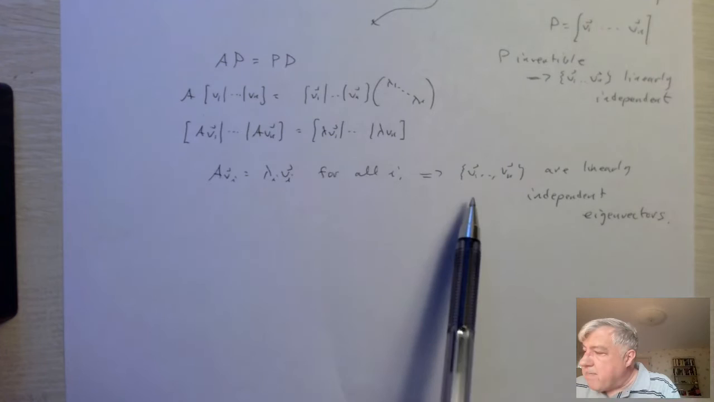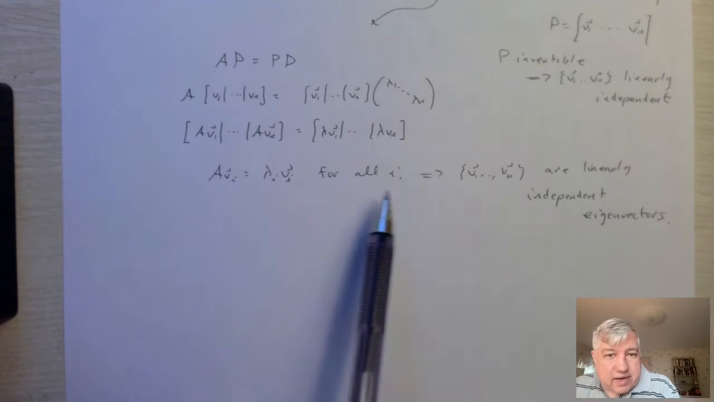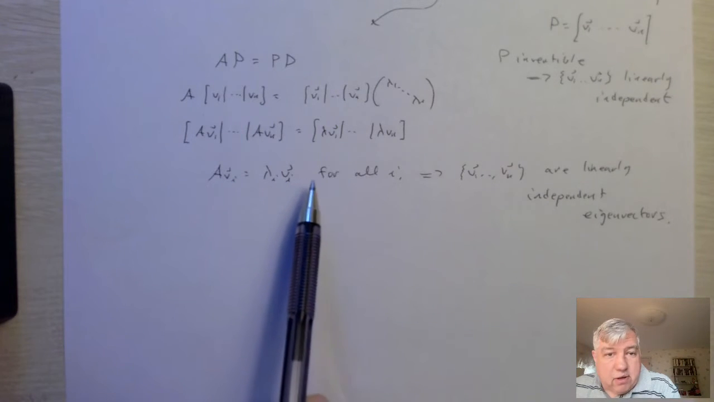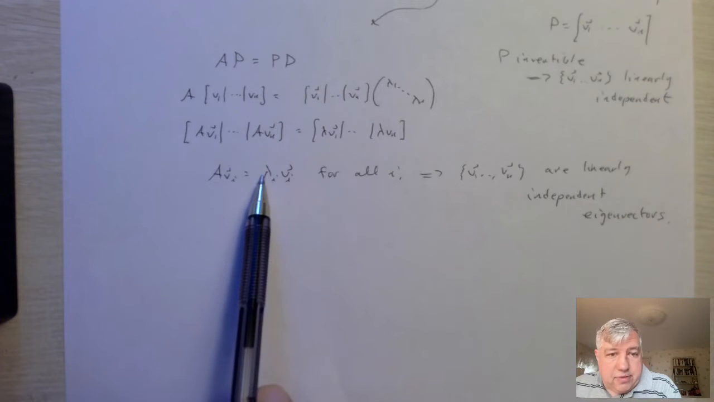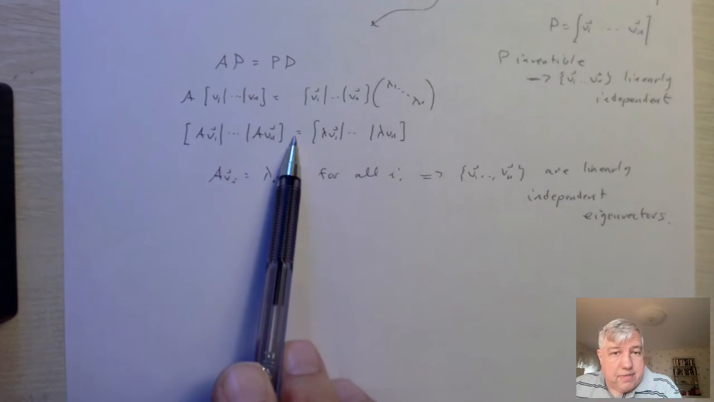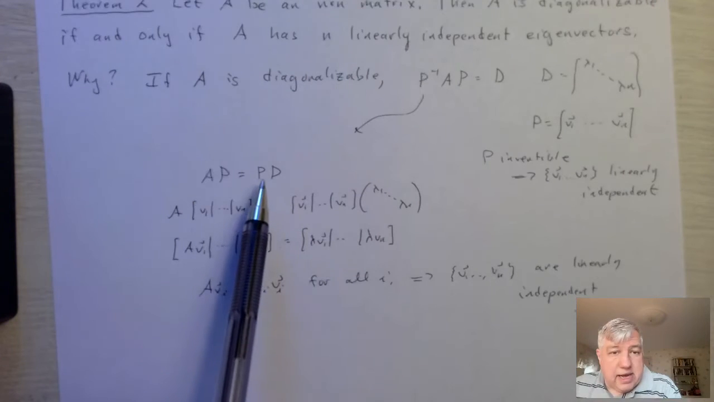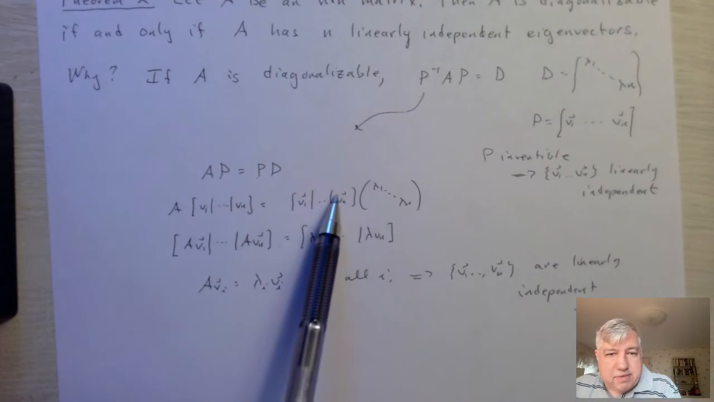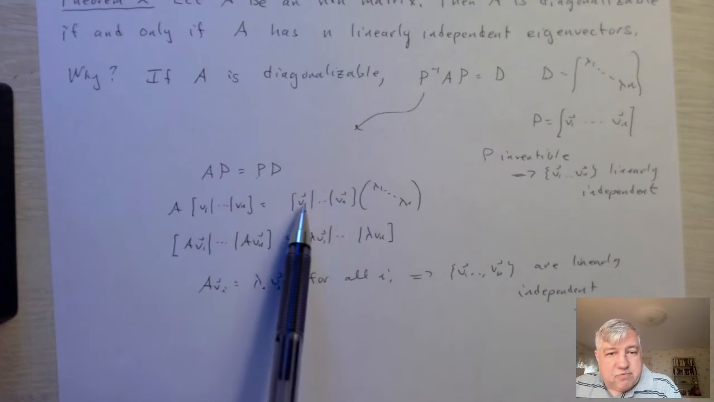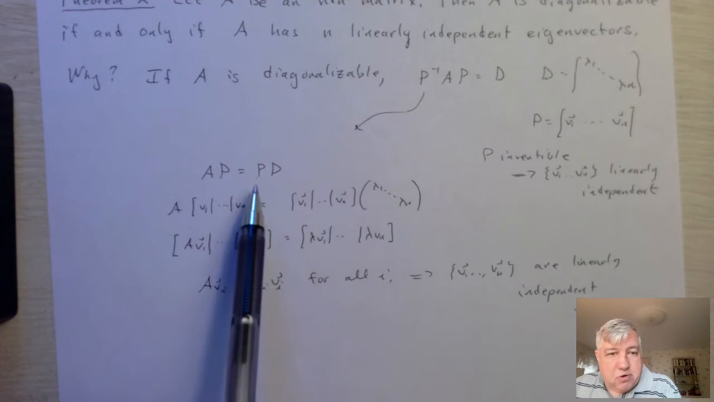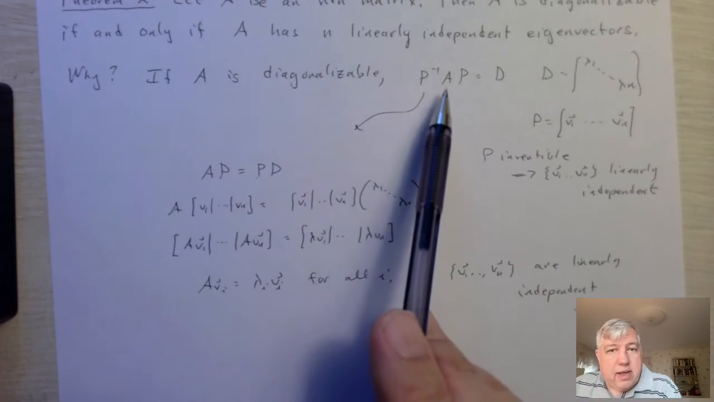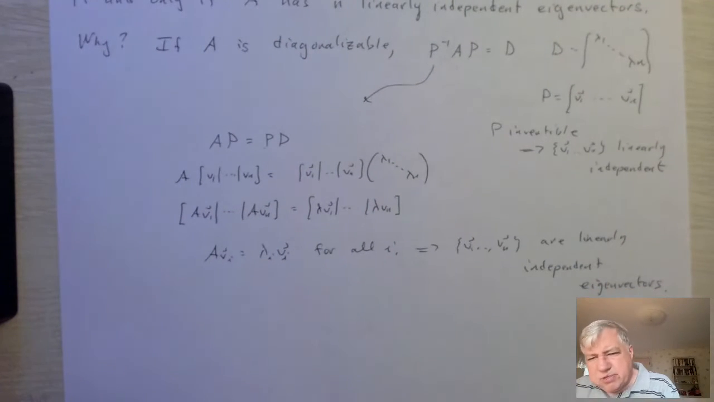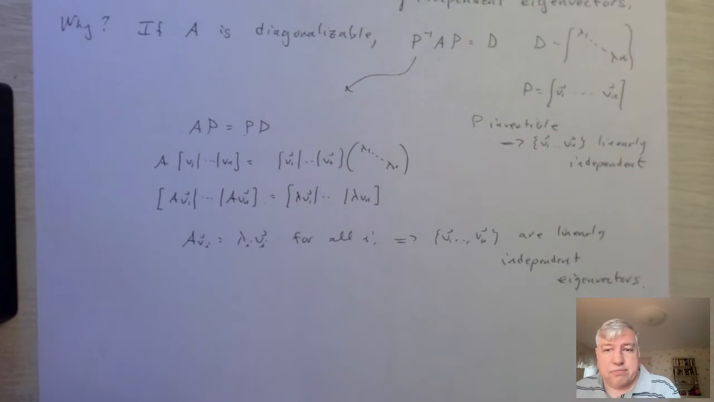If we start out by having n linearly independent eigenvectors, then we have, let's say, A Vi equals lambda i Vi for all i, and then this implies this, and this implies this, and this implies this. We define P to be this matrix. We know this matrix is invertible because the columns are linearly independent, so P inverse exists, so we can multiply by it, and we get that P inverse A P is D. So A is diagonalizable. We can just reverse the direction, and that proves the other direction.